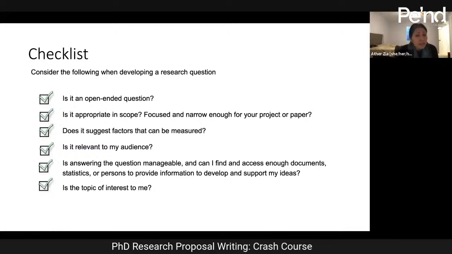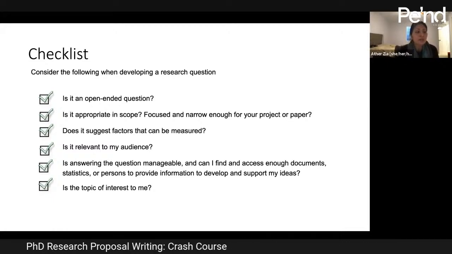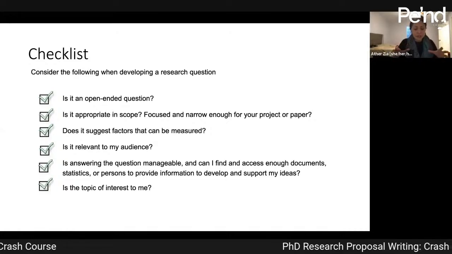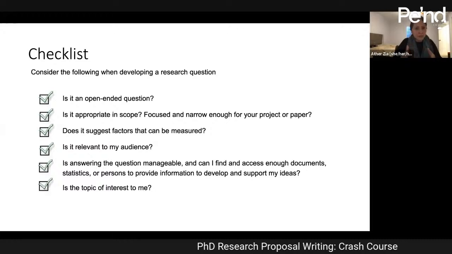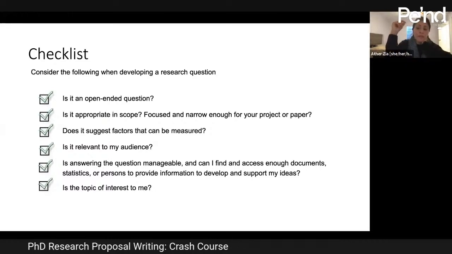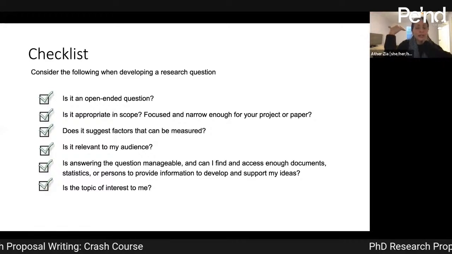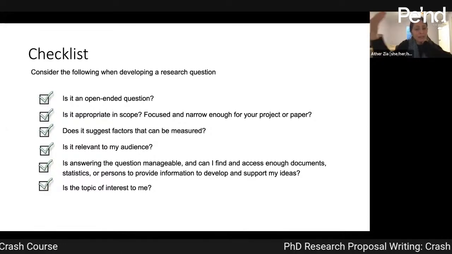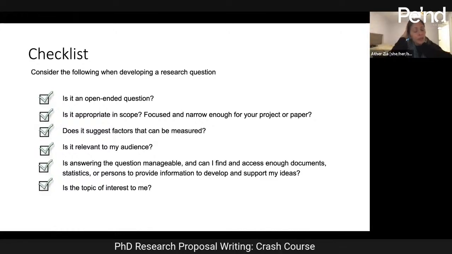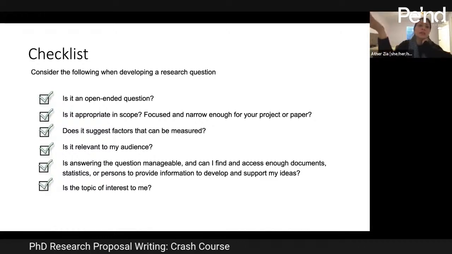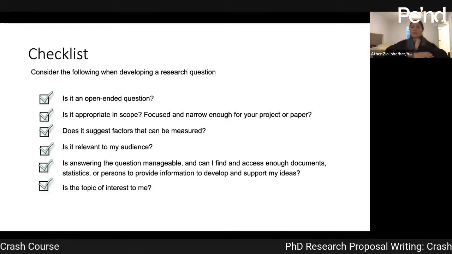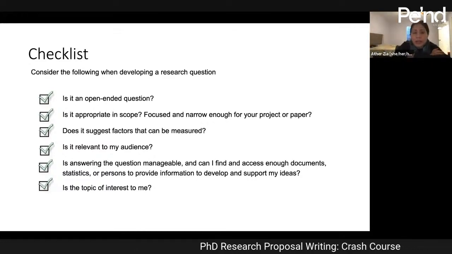Does it suggest factors that can be measured? Because in a research question, you're also giving things that can be measured. You are guiding the research as well. So make sure that some of your questions do manifest that these are factors that are influencing what you're trying to find. Is it relevant to my audience? That's one thing you have to ask yourself: who's the audience for my research? That also helps you narrow down what you're doing.